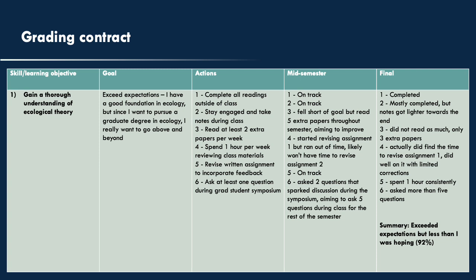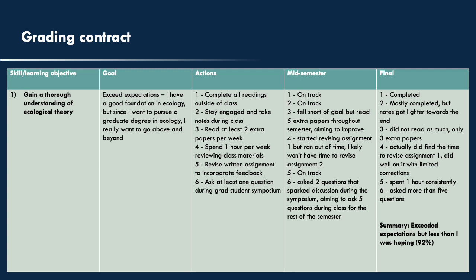So for this one, for example, the learning objective is gain a thorough understanding of ecological theory. And say you are interested in pursuing a graduate degree in ecology, and you really want to exceed expectations in this one. And you would add something like, I have a good foundation in ecology, but because you want to do something with ecology sometime down the stretch, you really want to knock this one out of the park. And then you can sort of devise some actions on how you might achieve that.